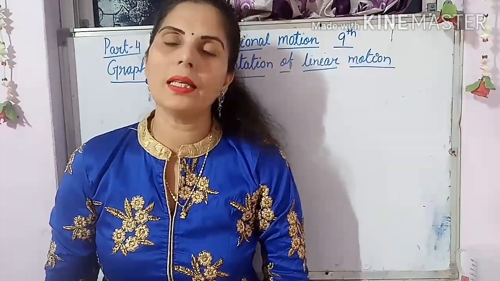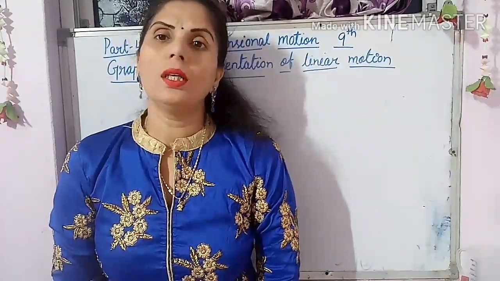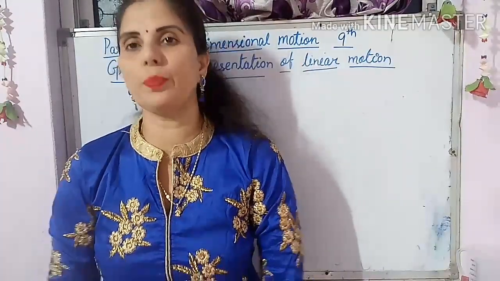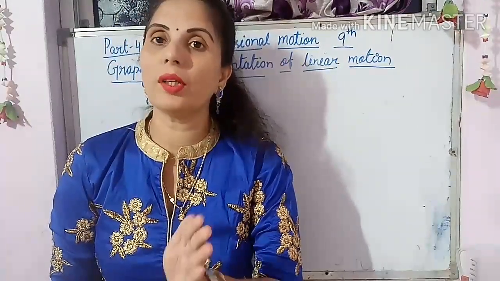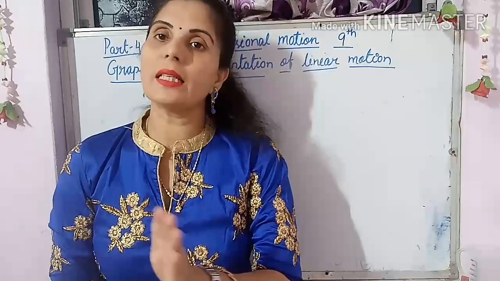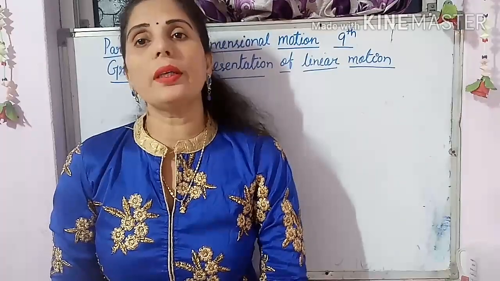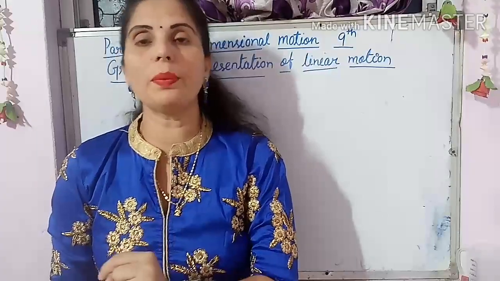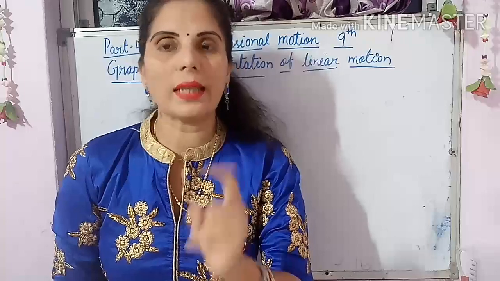So children, as we have learnt already about speed, velocity, acceleration, before starting the topic I want to remind you of the formula of speed. Speed is the relationship between distance and time. Distance by time is known as speed. And velocity is displacement by time, because as you know, the only difference between distance and displacement is that distance is a scalar quantity and displacement is a vector quantity.